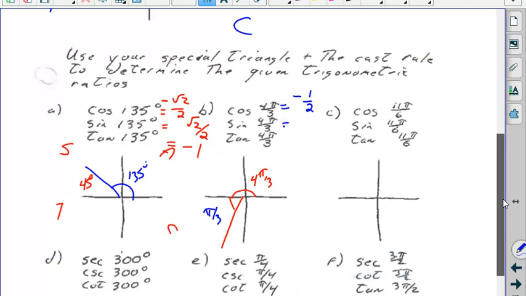Sine of 4 pi over 3, numerically, from my special triangle, I pull square root 3 over 2, opposite of the pi over 3, square root 3. Sine in that quadrant is also negative, so I have a negative square root 3 over 2. And finally, tangent in that quadrant is opposite over adjacent, square root 3 over 1 for my special triangle. In that quadrant, tangent is positive.